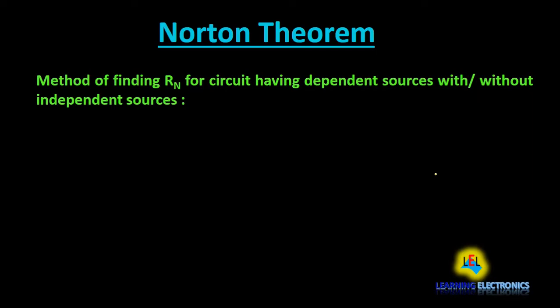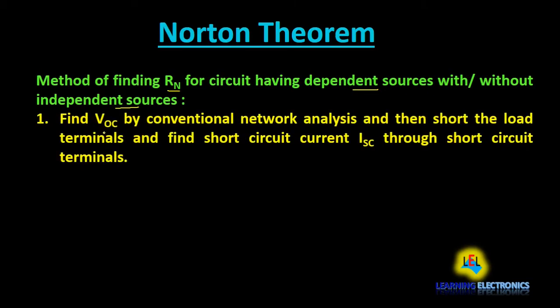Before solving the questions, let us study the method of finding the Norton resistance Rn for the circuit having dependent sources, and these circuits may or may not contain the independent sources in it. So the method is: find the open circuit voltage VOC by the conventional network analysis. Means first we have to find out the voltage across the open circuit terminals, which is called as open circuit voltage VOC, by KVL, KCL, or you can use voltage divider rule, current divider rule, or mesh analysis or nodal analysis.